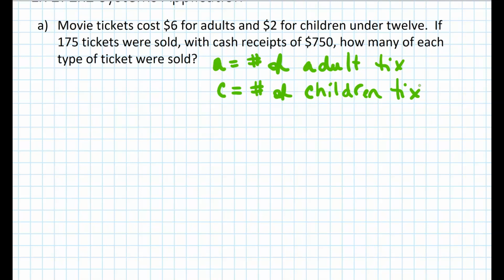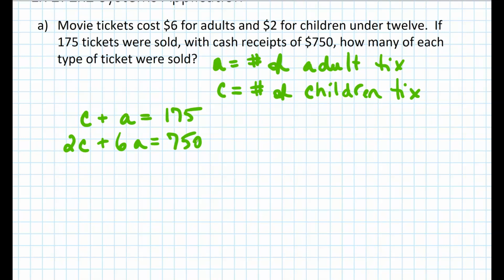So then what equation would that give us? C plus A equals 175. Okay. We need one more equation. What else can we come up with? Is it 6A plus 2C equals 750? Yes. Or since I did the C first, I'm going to repeat the C first. So 2C plus 6A equals 750. They mean the same thing.